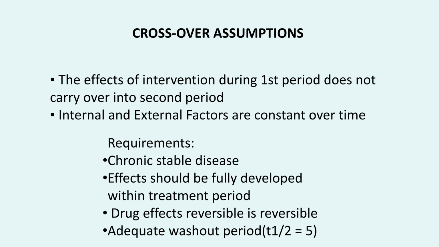Internal and external factors must remain constant over time, meaning these are patient-related factors within the individual that can influence the study outcome. Example, the age of the patient, organ of the patient, weight of the patient, and others. Requirements also include a chronic stable disease, meaning the disease should be relatively unchanged over time. Full development of effects within the treatment period, meaning the drug must show its effect during the assigned treatment phase. And drug effects being reversible, meaning the treatment effect should disappear after stopping the drug. And adequate washout, meaning the drug should be eliminated after approximately 5 half-lives.